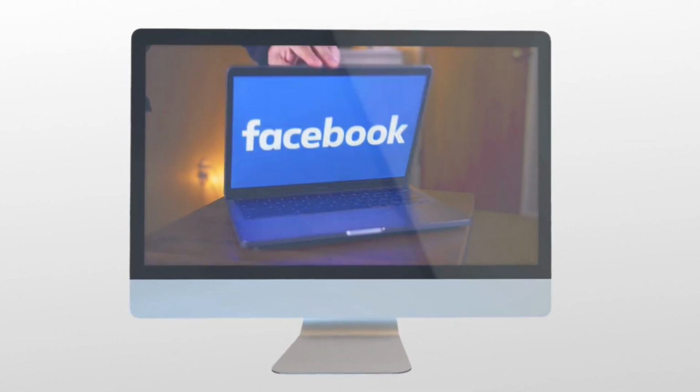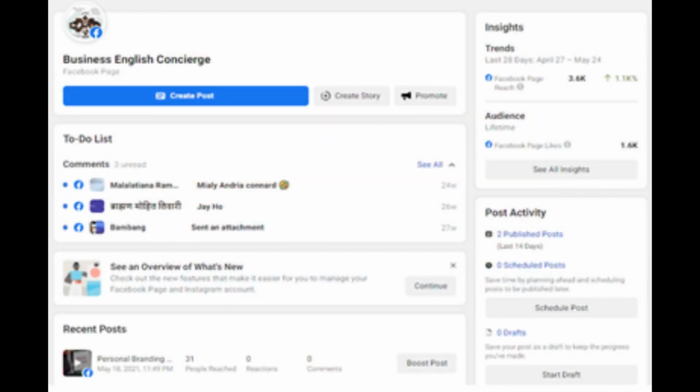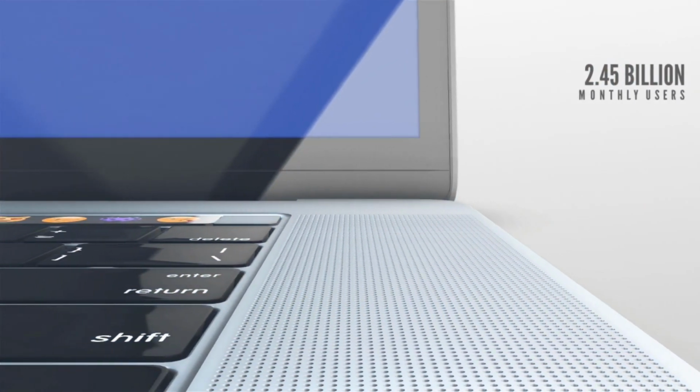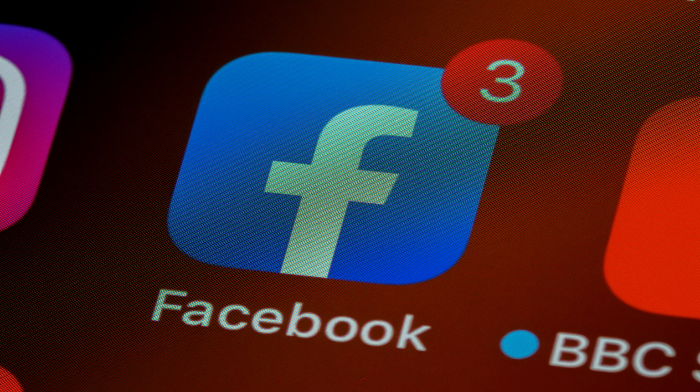If you are thinking of building your online brand, setting up a Facebook business page is a good starting point. Facebook is by far the largest social network in the world, with over 2 billion monthly users, and over 1 billion people logging on daily. This means that you have the possibility to reach a global audience through the platform.